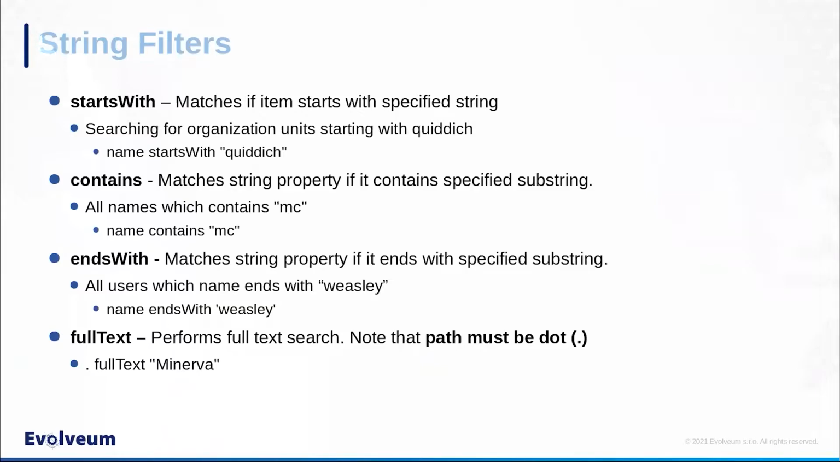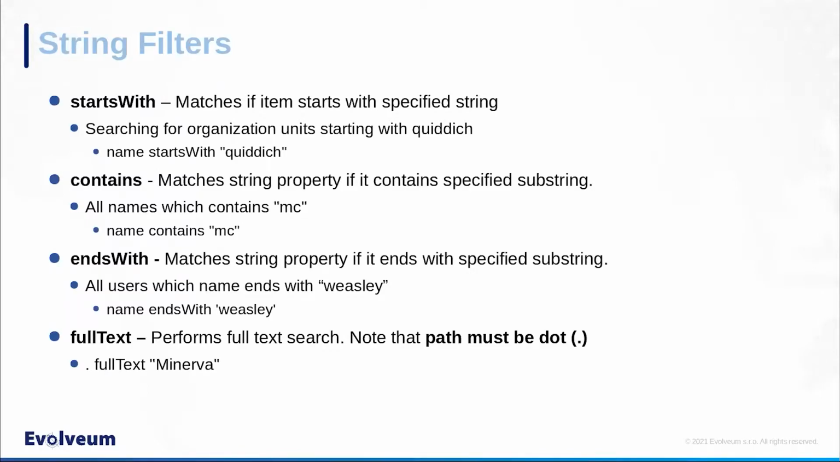We currently support four of them. There is a starts with filter. This filter matches if the item starts with the specified prefix, or any of the values in the item, if the item is multi-value. Then we have a contains filter. This matches if the specified substring is contained in the item. The ends with filter matches if the item ends with the specified substring. So basically we are searching for the suffix.